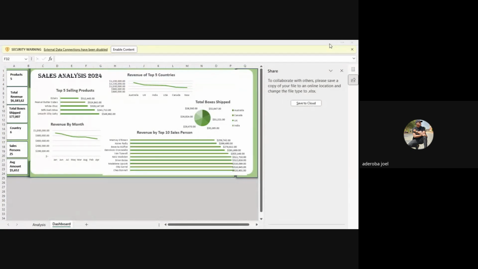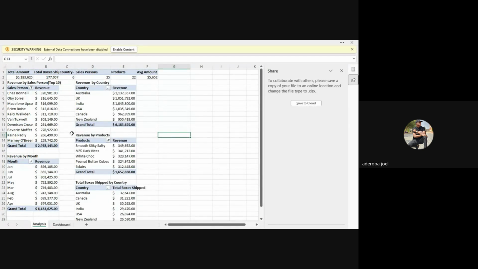We had a very successful year. In some months we had downtimes, and in other months we had good times. We first came up with our analysis of the revenue of salespersons and revenue by country. We have 6 countries here, from Australia to New Zealand, arranged from the highest revenue to the lowest. Then we also have revenue by months, from January to December. We streamlined our charts and our analysis from the highest to the lowest, even in the year.